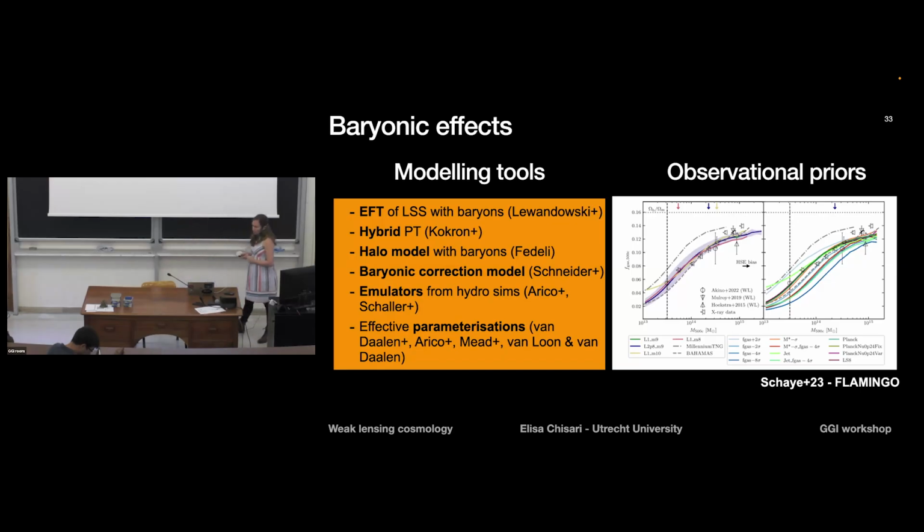Then using either that model or the hydrosims, you can build emulators, like Giovanni Arico has done, and Mathieu Schaller from FLAMINGO, or you can do an effective parametrization, just to figure out what curve I can come up with that mimics the suppression of the power spectrum. The problem is making sure that that works for all simulations and at all redshifts is a little bit tricky. But it seems that there are a few out there that you can use.